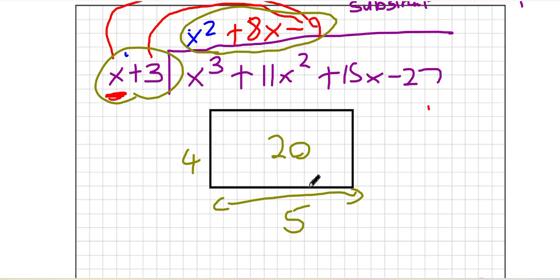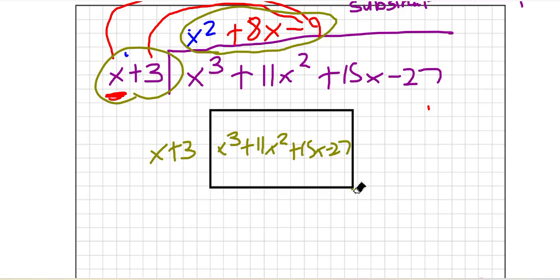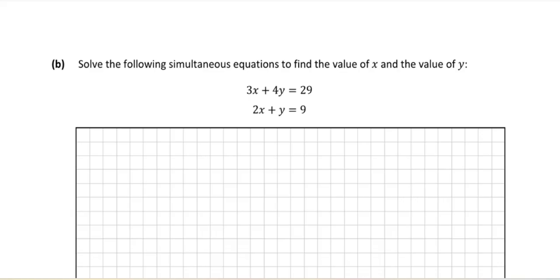Look what happens now. What happens if I change the width to x plus 3 and I change the area to x cubed plus 11x squared plus 15x minus 27? What would you tell me now? You still divide it, don't you? You divide the large one by the small one, and your length turns out to be... That's how they present it in past exams.